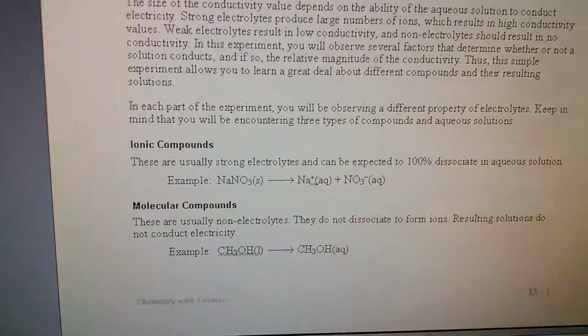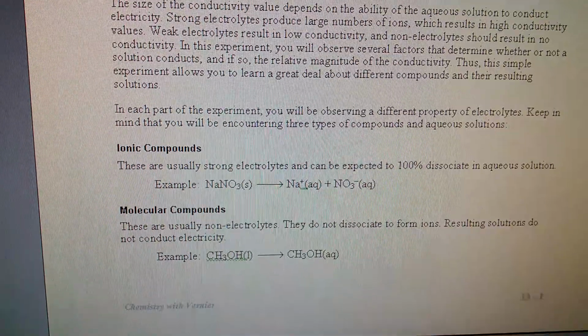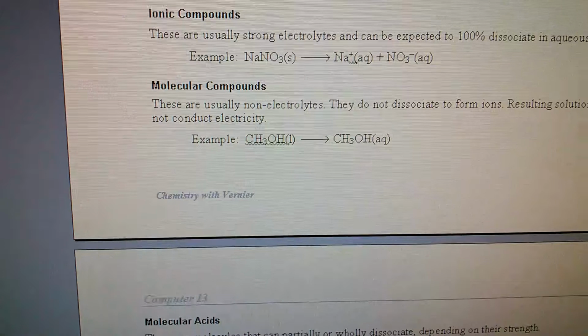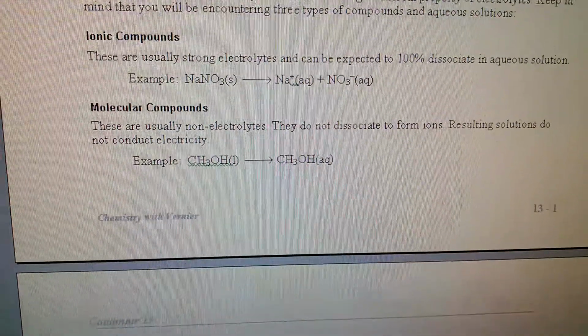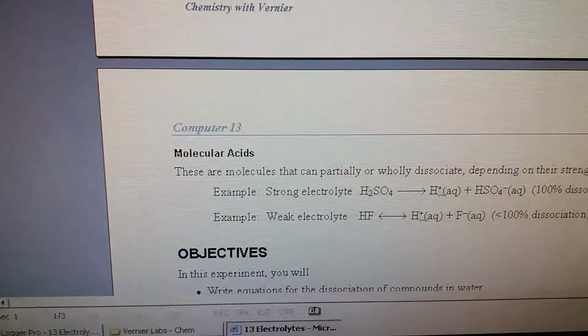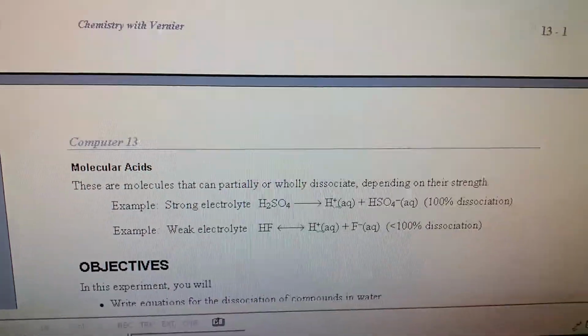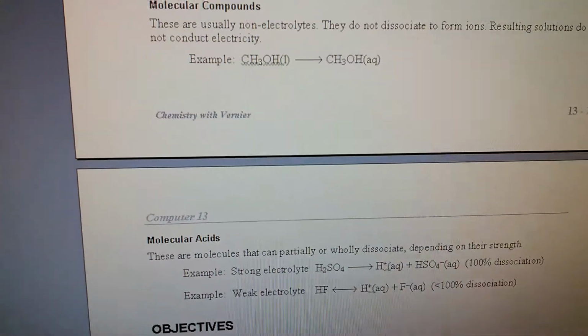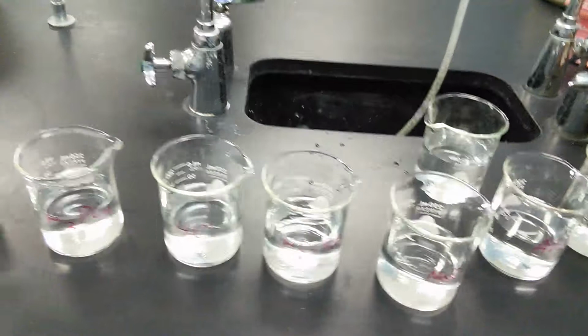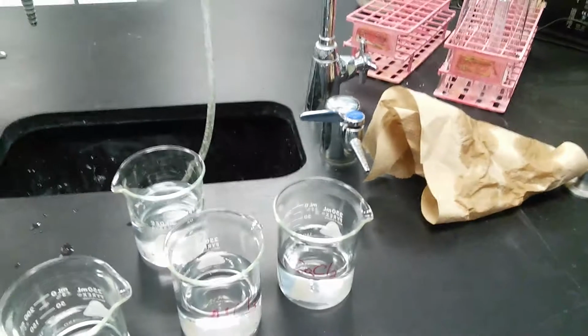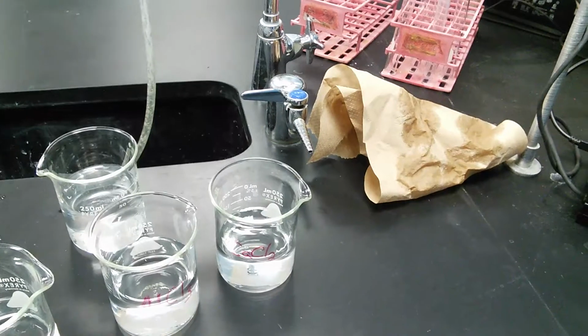Ionic compounds, usually very strong electrolytes. They dissociate 100%. Molecular compounds don't dissociate very well. And molecular acids, you know, they're kind of a mixed bag. Sometimes they'll dissociate completely, sometimes not so much. So hopefully this video has helped you to gain a greater understanding of how ionic compounds are great conductors of electricity compared to molecular. And that's just one of their characteristics or properties. And I hope this video has helped you learn a little bit.